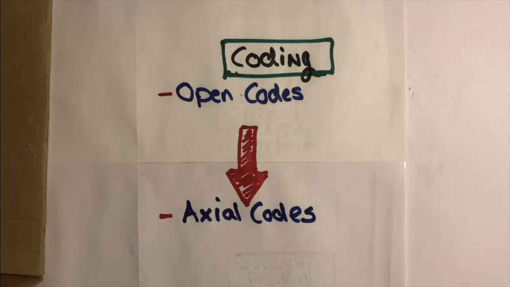To give some examples of how we came to the axial codings, we selected the open codes: learning from mistakes, getting better at your job, and pushing the limits of your skills. These 3 open codes are the same category or theme. The name of this axial code is personal improvement.